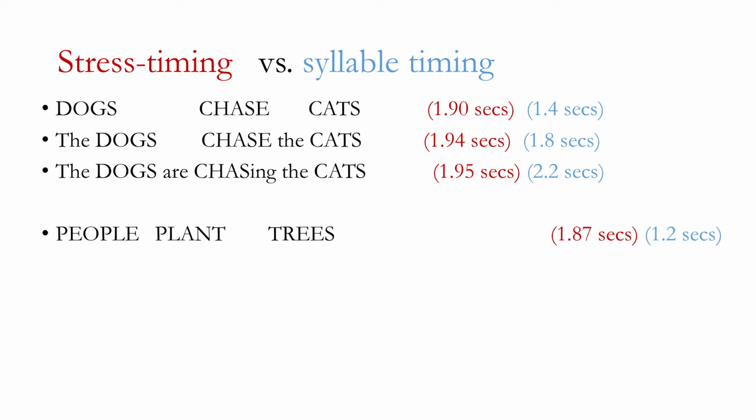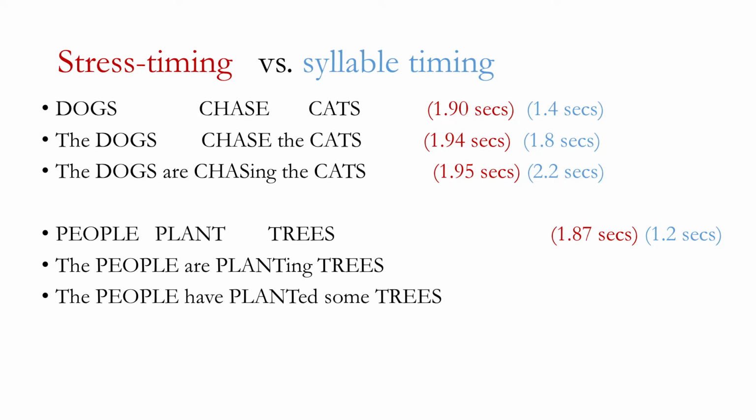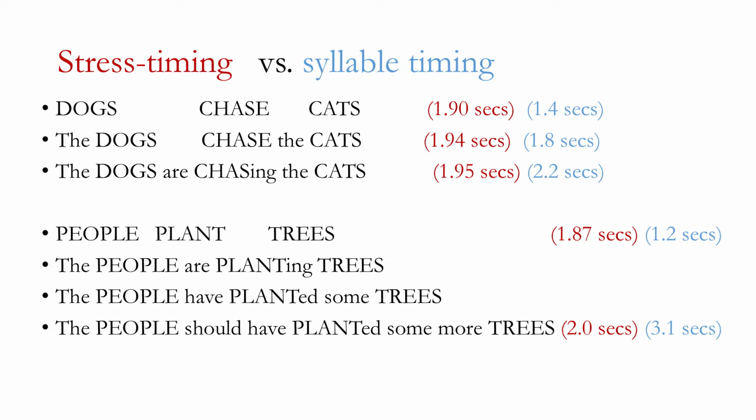As a native English speaker, I would pause between each of those because they each get a beat. They're each a content word getting a stress syllable. "People plant trees. The people are planting trees." It takes me the same amount of time to say, "the people have planted some trees." You can see these little unstressed syllables going da-da-da-da-da. "The people have planted some trees. The people should have planted some more trees." That takes me a little bit longer to say. "People plant trees" took me 1.87 seconds, which is right about the same.